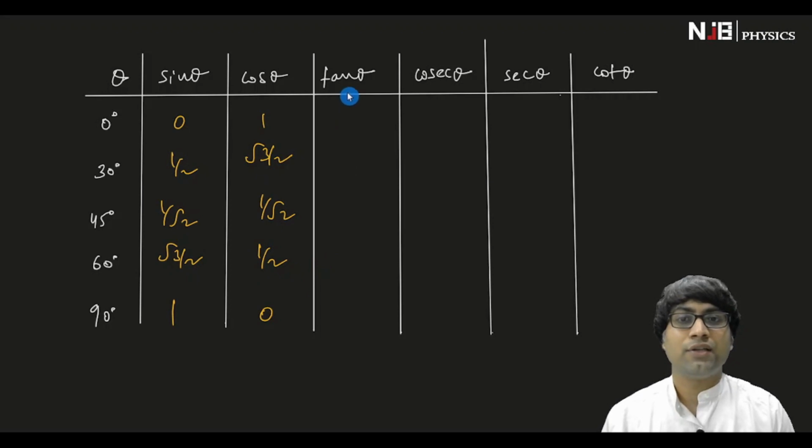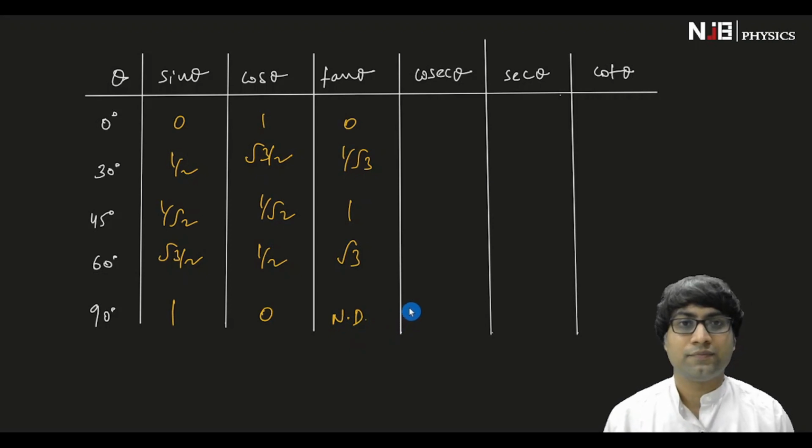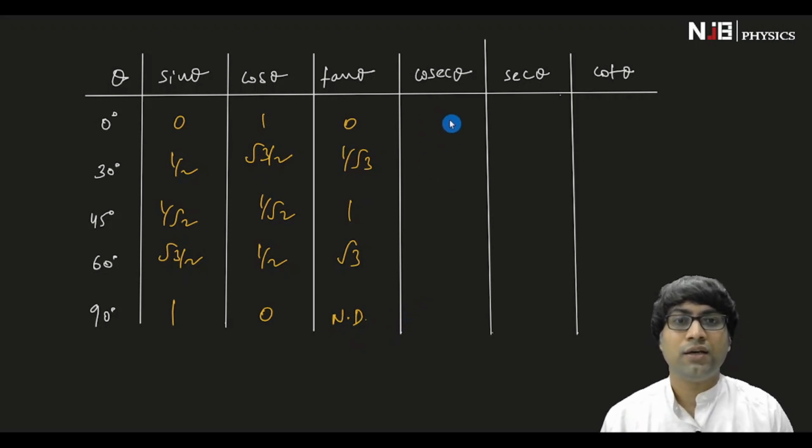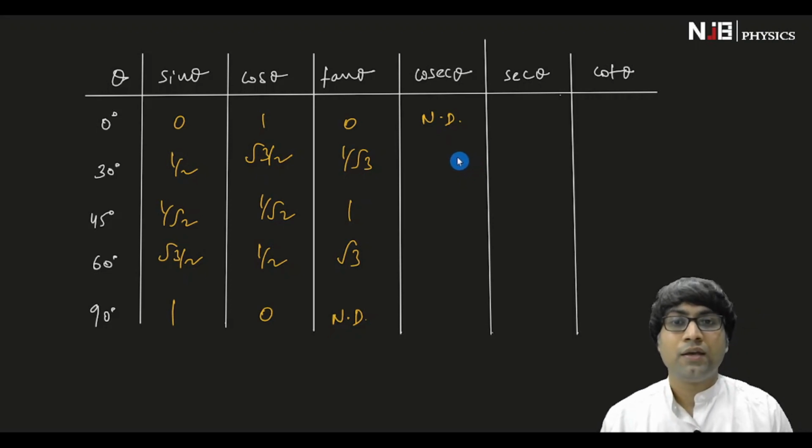Now tan theta is nothing but the ratio of sine to cos, and therefore tan 0 degree is 0, tan 30 degree is 1 by root 3, tan 45 degree is 1, tan 60 degree is root 3, and tan 90 degree is not defined, or simply we can say that it is tending to infinity. Now what about cosec? Well, again, it is a reciprocal of sine theta, so 1 by 0 is going to be not defined, or simply it is going to tend to infinity if theta is tending to 0 degree.